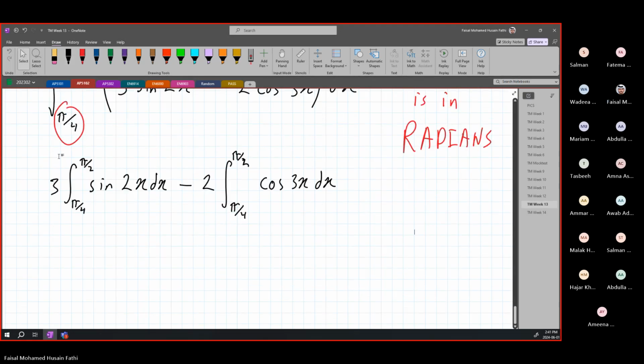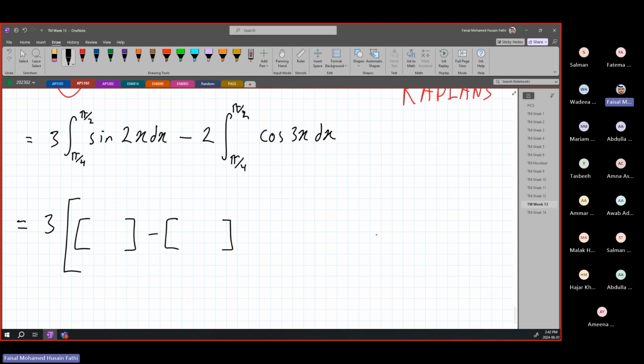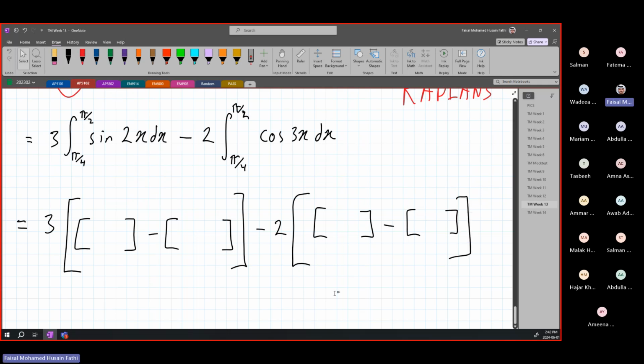Okay, so this is now a very simple integration. How do we do this? Again, first thing you're going to do is you're going to write 3 large bracket, and then you're going to have your brackets inside, minus your second bracket over here, and then close the large bracket. Same thing again, minus 2 large bracket, small brackets inside, like this. Okay, always follow this methodology and you'll never get confused. And we know that it is from pi over 4 to pi over 2 for both.